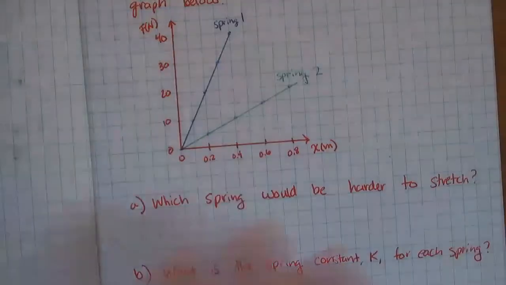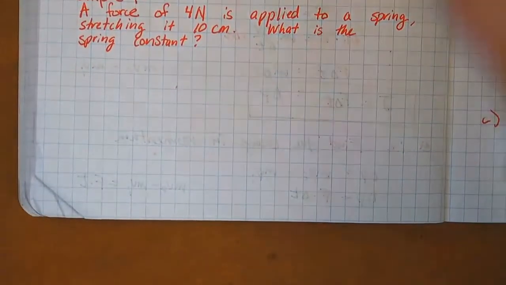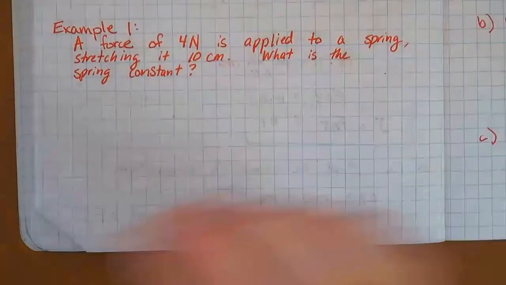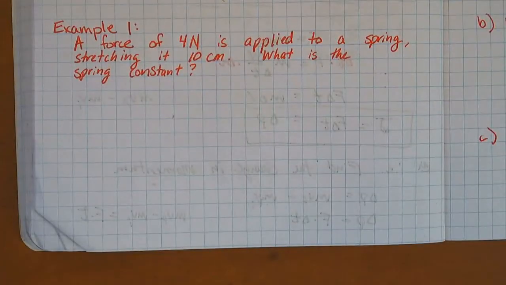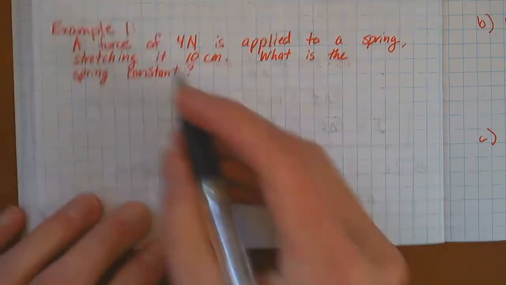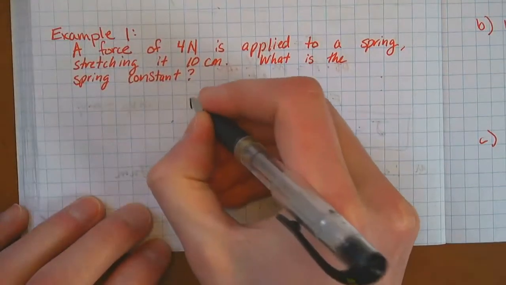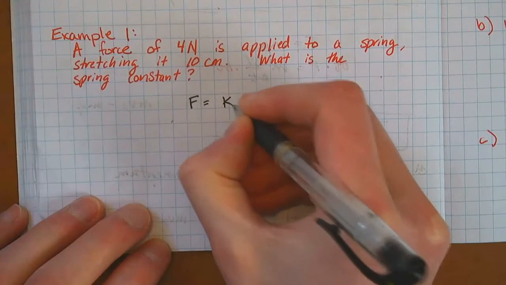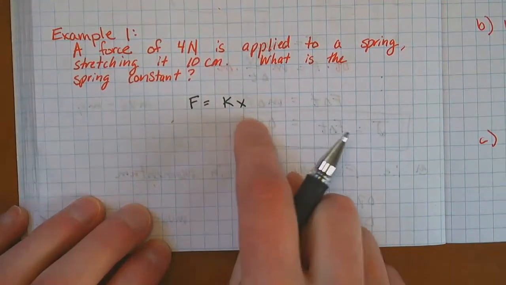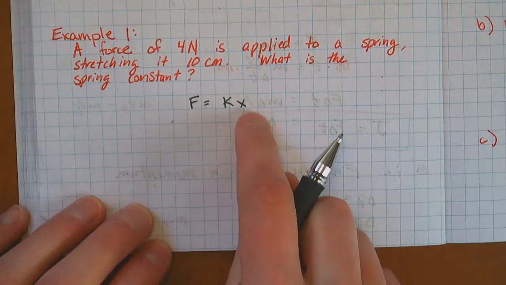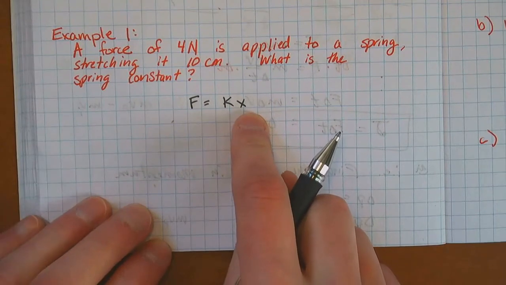All right. So let's go ahead and take a look at our example problem number one here. It says that a force of 4 newtons is applied to a spring, stretching it 10 centimeters. What is the spring constant? So we can actually just use Hooke's law for that. F is equal to k delta x. We're looking for k, but they've given us delta x because they told you how much it's stretched.